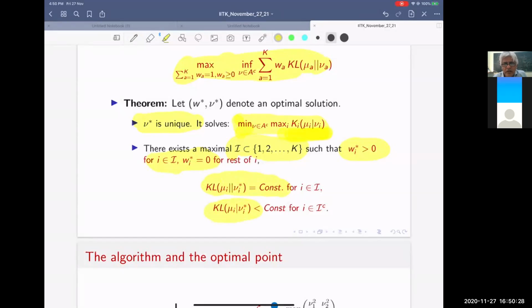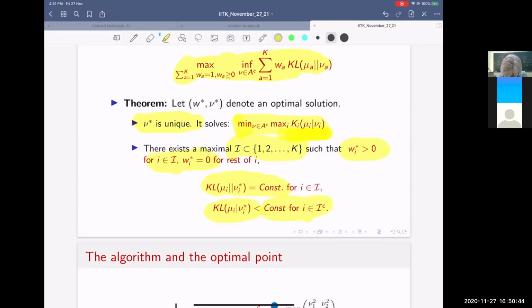So, the point is in this min-max problem, the w's are up to you. So you steer your w's in such a manner that you make the problem easy. So you just get rid of the arms which are difficult to separate. I complement. So you give them no weight at all.